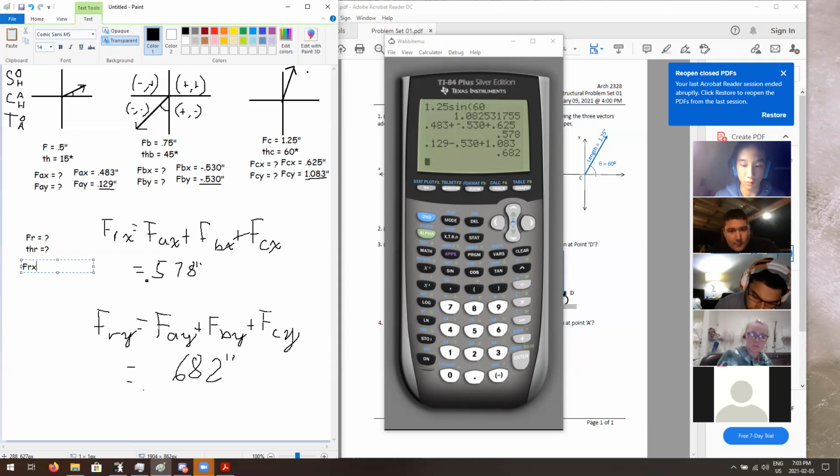F R x is equal to 0.578 inches. F R y is equal to 0.682 inches.